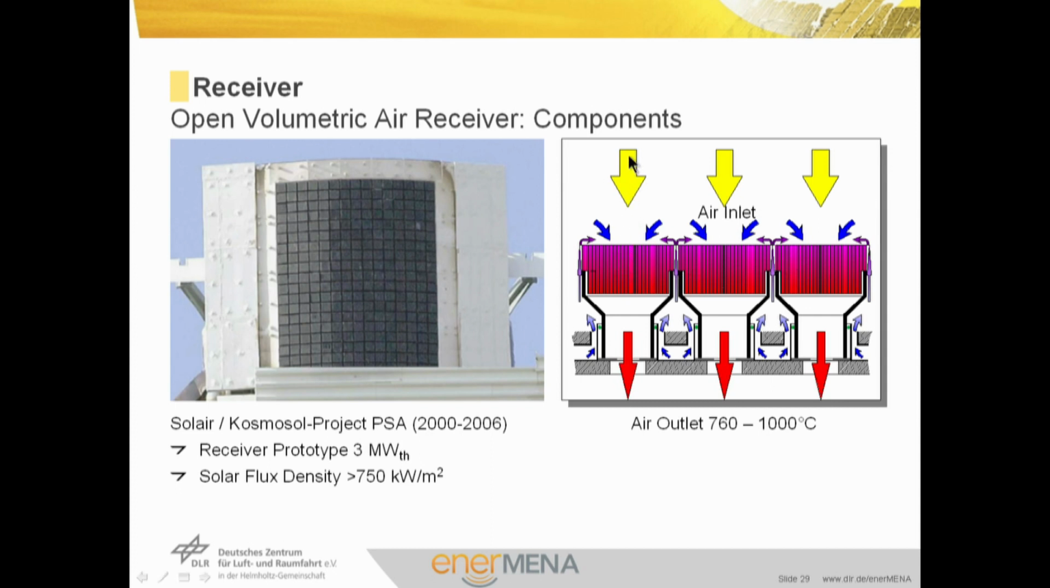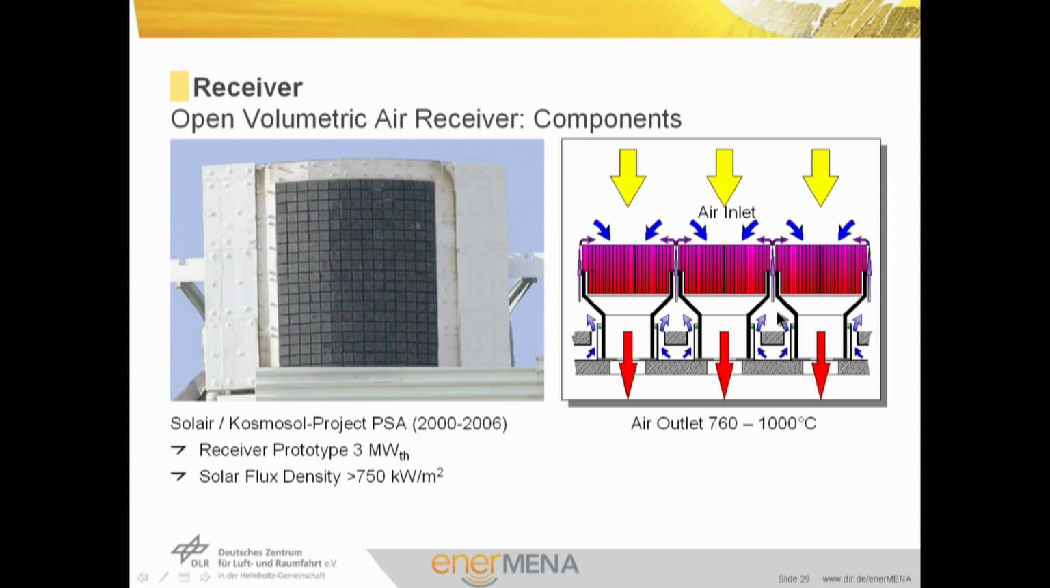Solar radiation here in this sketch is coming from the top. Cold air enters these ceramic cups and is sucked through the absorber, and it is heated up to temperatures of 760 degrees or even 1000 degrees C. The recirculated air also serves as coolant for the metallic back structure here.